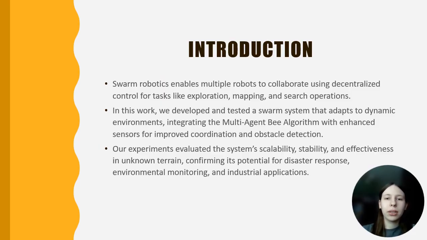Swarm robotics enables multiple robots to collaborate using decentralized control for tasks like exploration, mapping, and search operations. In this work, we developed and tested a swarm system that adapts to dynamic environments, integrating the multi-agent bee algorithm with enhanced sensors for improved coordination and obstacle detection. Our experiments evaluated the system's scalability, stability, and effectiveness in unknown terrain, confirming its potential for disaster response, environmental monitoring, and industrial applications.